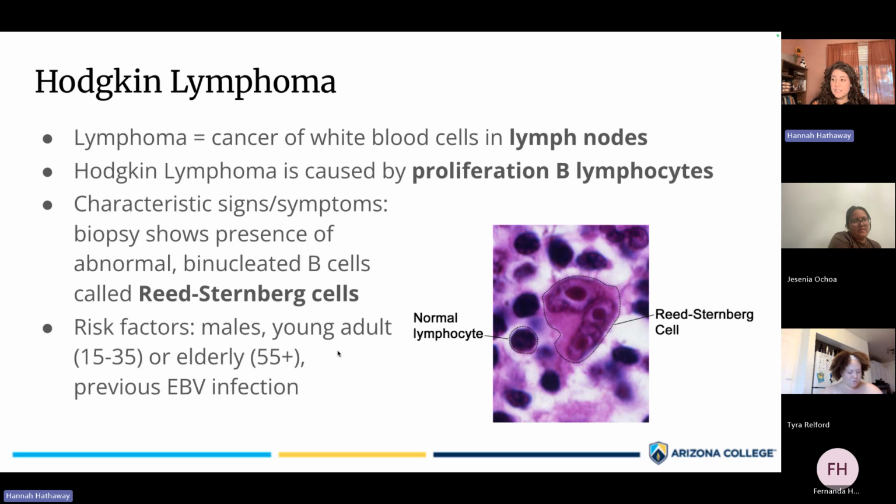Some risk factors here. All the types of blood cancers, all the ones we're learning about, are more common in males. Hodgkin's lymphoma also has a bimodal distribution, so it's more common in young adults and then also in the elderly. Most cancers are more common in the elderly. And interestingly, Epstein-Barr virus, which is the virus that causes mononucleosis, also potentially increases the risk of Hodgkin's lymphoma.